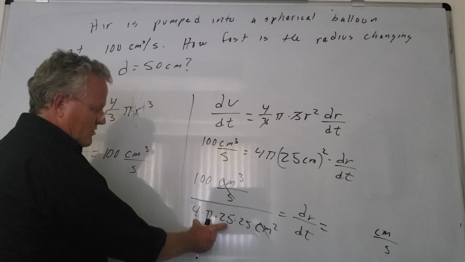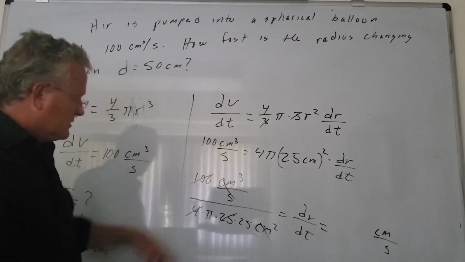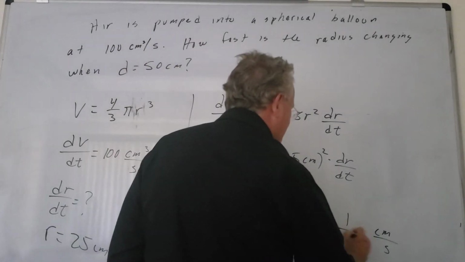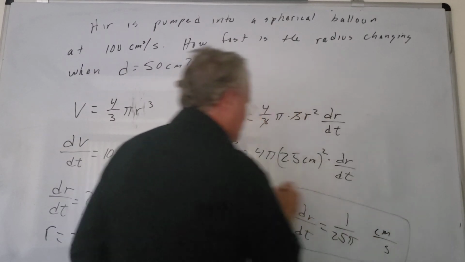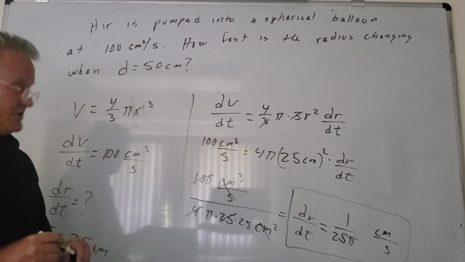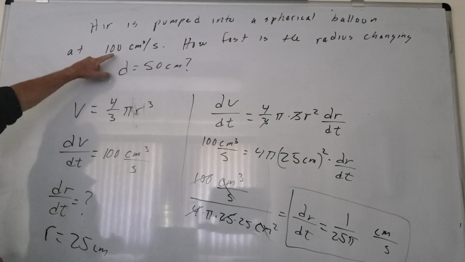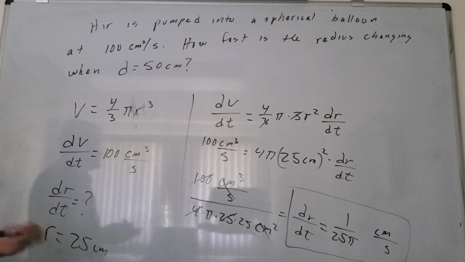25 times 4 is 100, so that cancels, and we're left with 1 over 25 pi. So that's the answer. That is the rate at which the radius is changing for a spherical balloon when air is pumped at this rate and the radius is 25 centimeters.